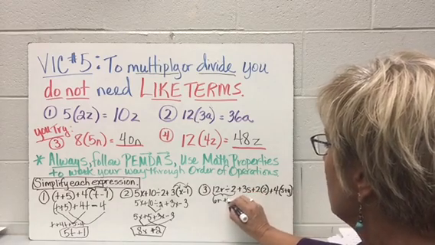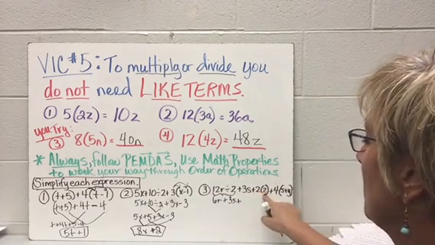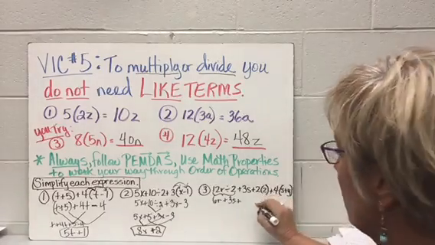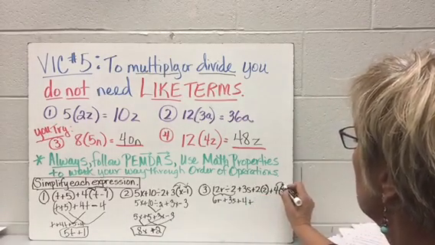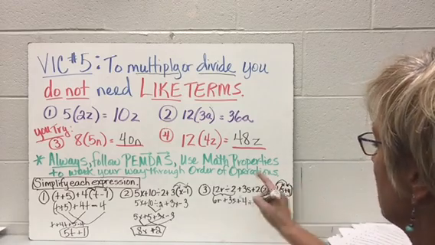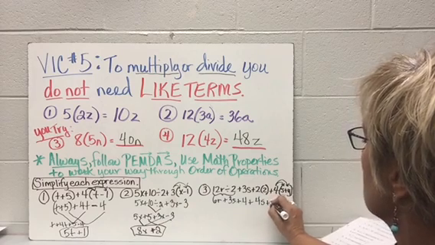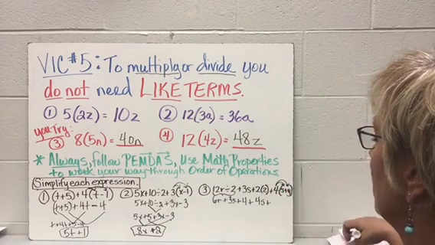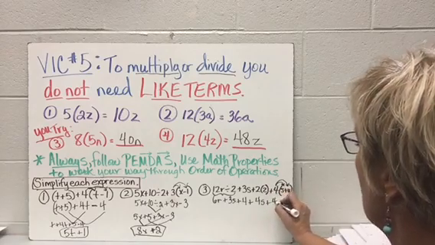Plus I've got a 3s. Plus, let's go ahead and multiply this. 2 times 2 is 4. Plus, I need to multiply the 4 times the quantity of s plus y. That gives me 4 times s is 4s. Plus, because the sign inside of the parentheses is plus, 4 times y is 4y.